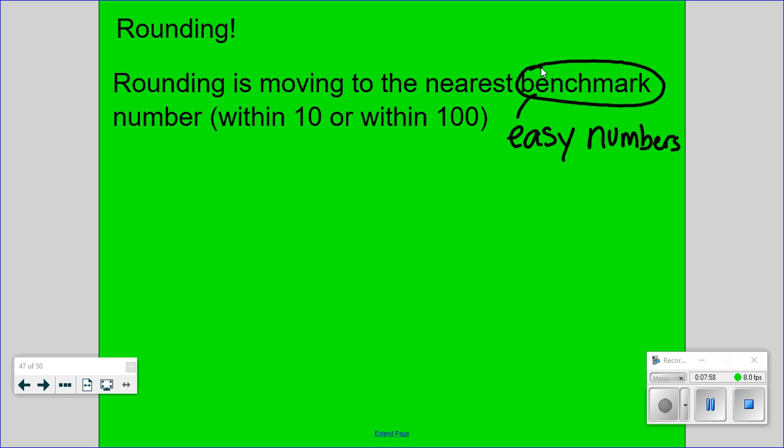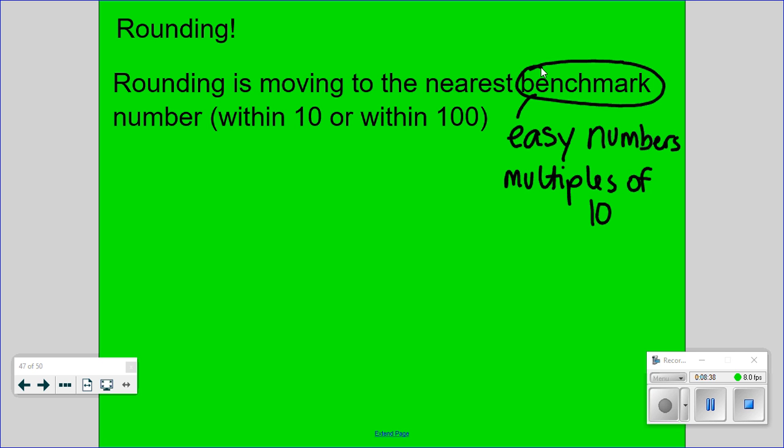Specifically, though, almost all benchmark numbers are multiples of 10. Which means when I multiply or I skip count by tens, I can get to an easy number. Just like 10, 20, 100, 200, 250. All of those I can get to by counting by tens, which makes them a benchmark number. They're easy numbers to work with, easy numbers to add.